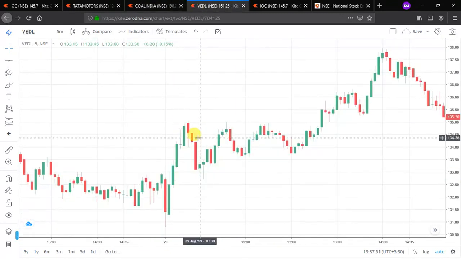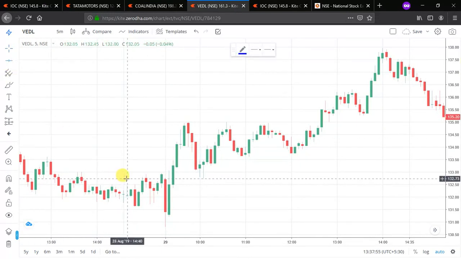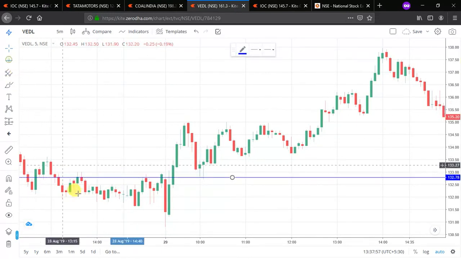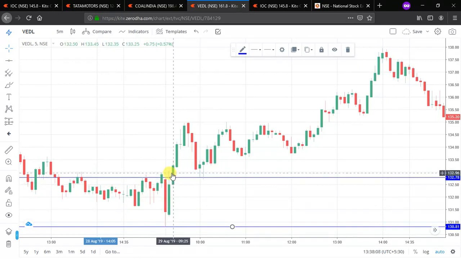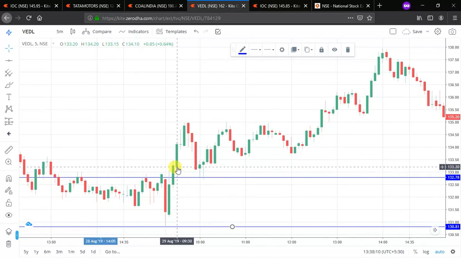The next one is VEDL. Even this is a very good stock. I'm taking this high and this low. The risky traders will enter here, at 9:20 itself. The safe traders, after this confirmation, will enter at the 9:30 open, and they'll book a profit till here.